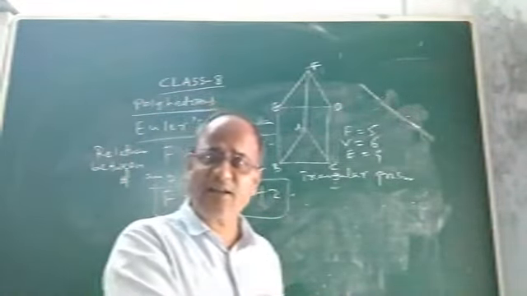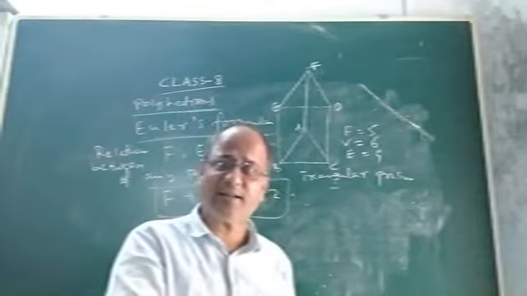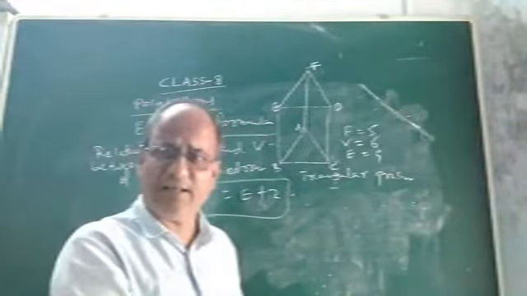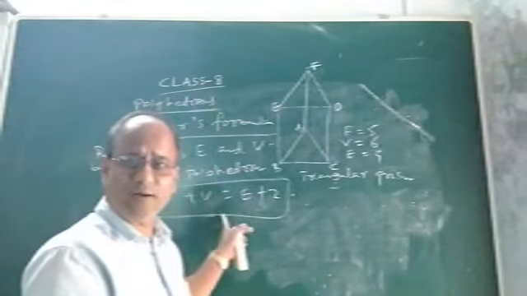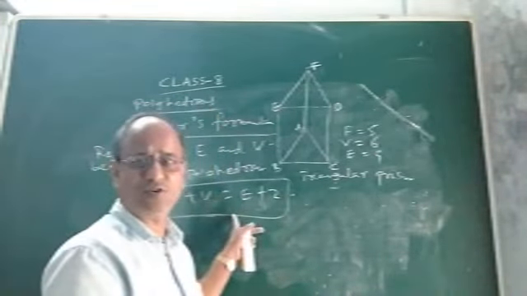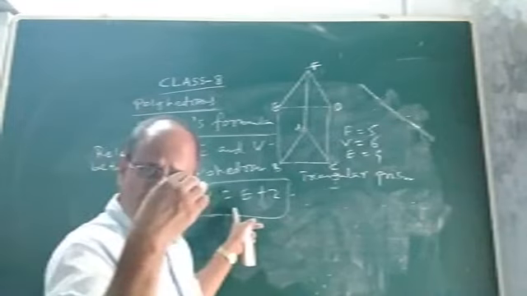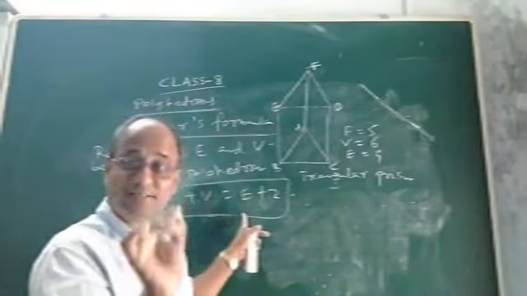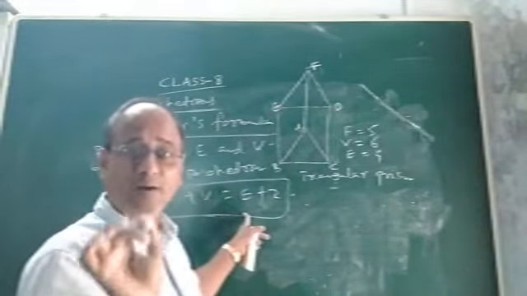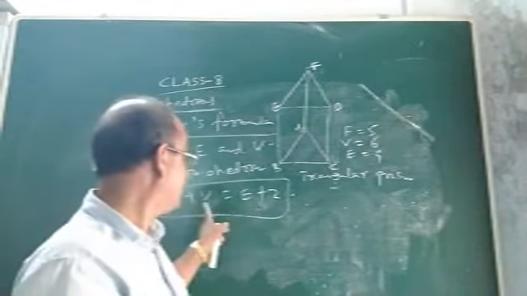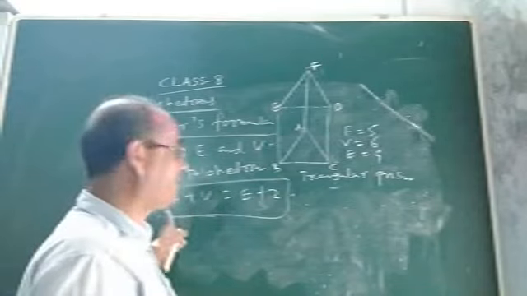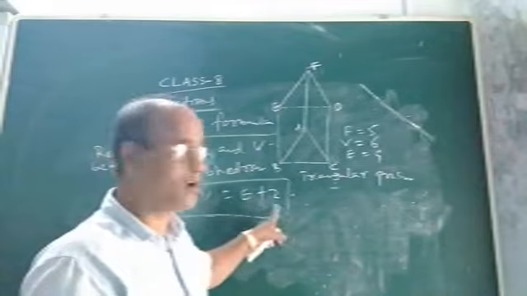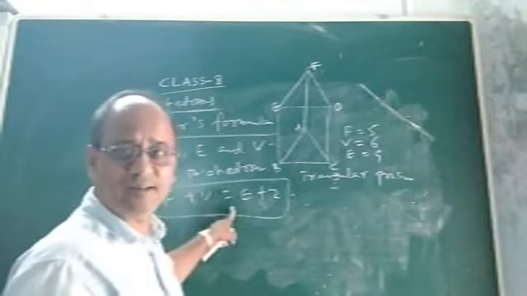So the triangle inequality and the angle sum property must be satisfied so that the construction of a triangle is possible. Similarly, every polyhedron must satisfy this relation. That means the existence of a polyhedron is possible if the sum of the number of faces and vertices is equal to the number of edges plus 2. Or you can say F plus V minus E equals 2.